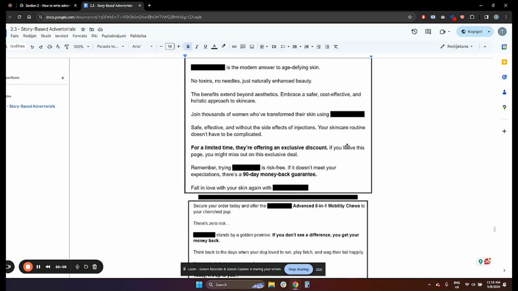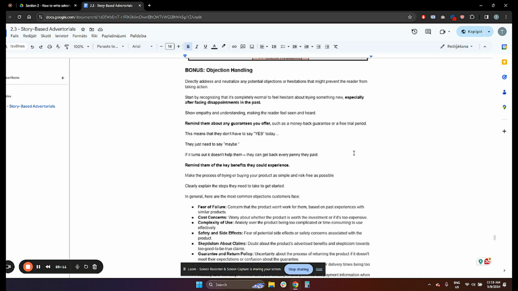And if you feel the need, or maybe you've tested this and you see a statistic where people hop off or click off towards the end, or maybe they read, click, but don't buy, you can add an end objection handling. So you can read through your advertorial and think about what other objections they might have.